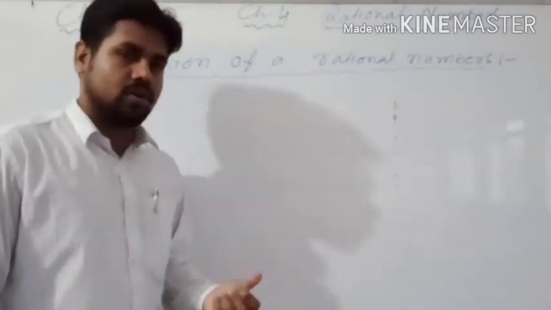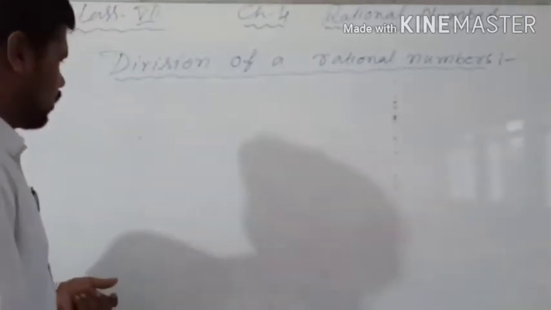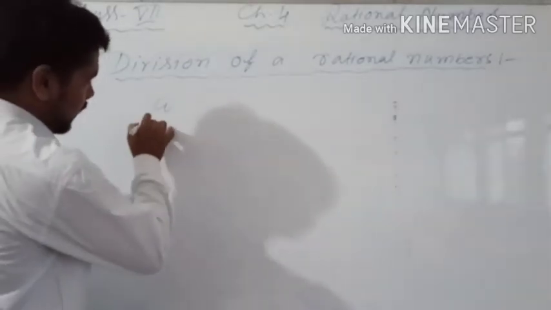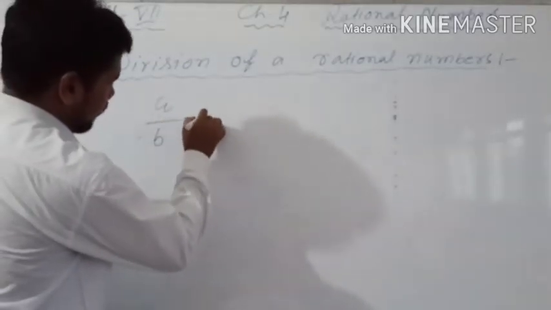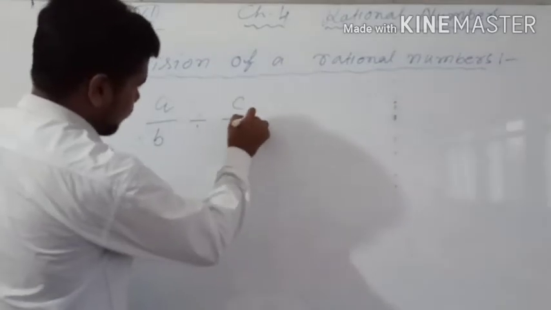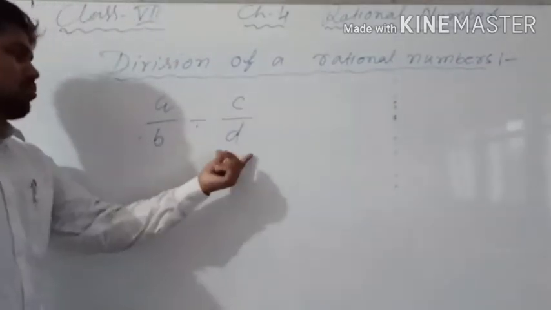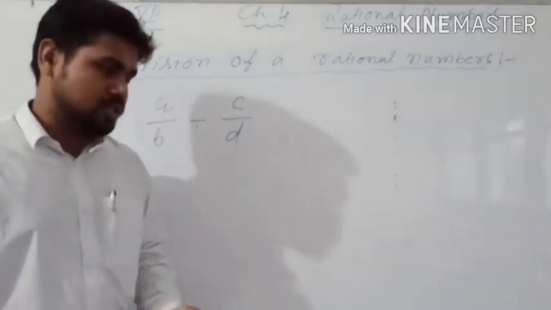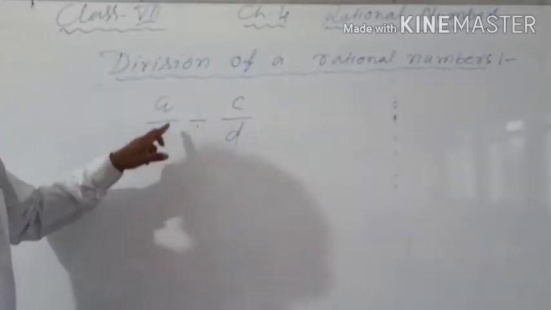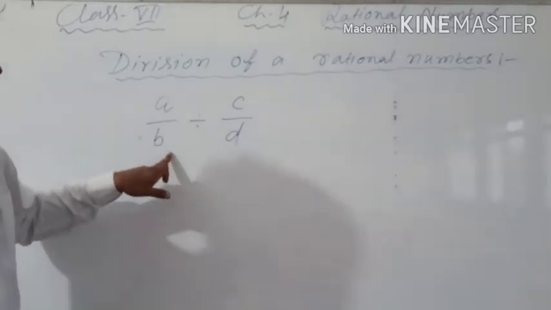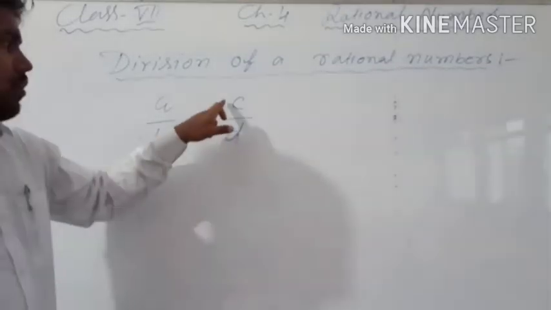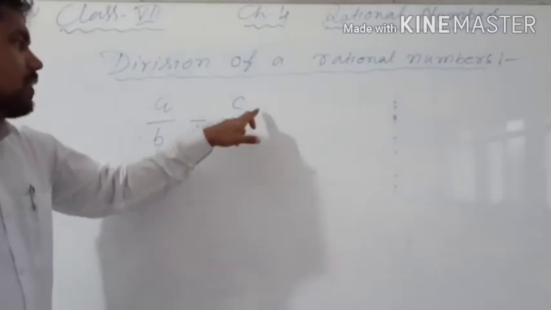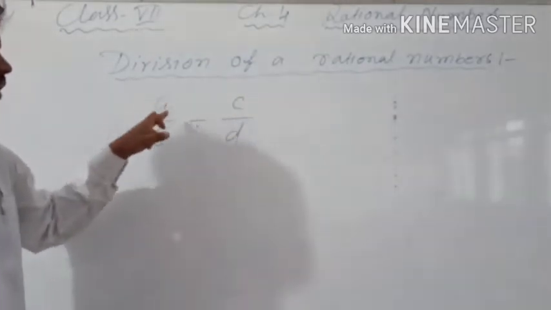So if there are two rational numbers, for example a by b and c by d, and you have to divide a by b by c by d. Whenever a divided by b is a rational number and you want to divide it by another rational number c divided by d, then you have to multiply the reciprocal of c by d with a by b.